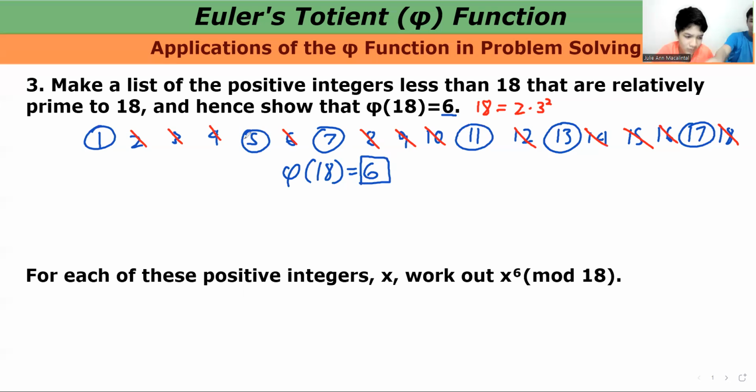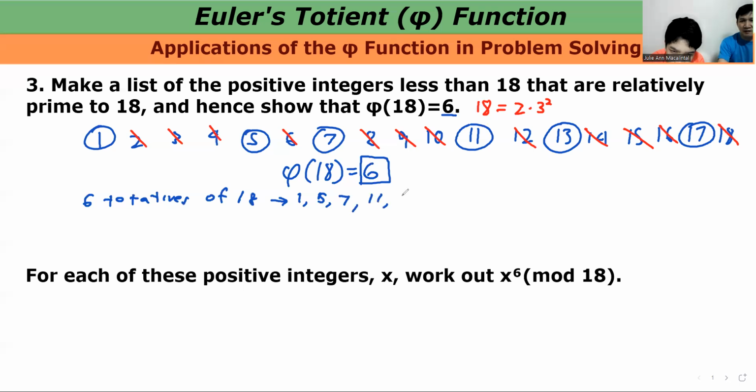Can I add something? You call this 6. There are 6 totatives of 18, which are 1, 5, 7, 11, 13, and 17. What do we mean by totatives? Totatives are just like what the problem says: those are the positive integers, all of them, less than 18, that are relatively prime to 18. And it is assumed that one is always relatively prime to every positive integer.